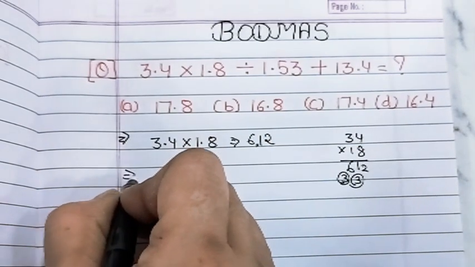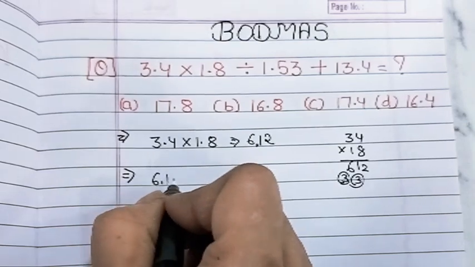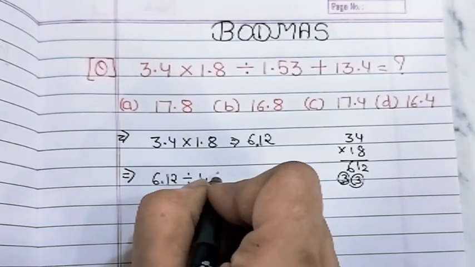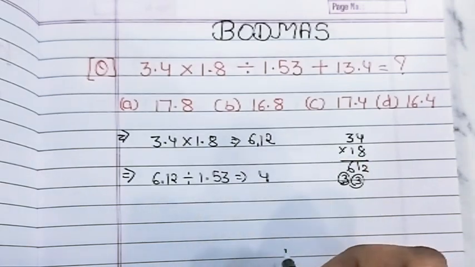Now step 2, divide the result by 1.53. So 6.12 divided by 1.53, you will get the answer 4. There is a tip. Since both the numbers have 2 decimal places, it is the same as 612 divided by 153. So make it point.